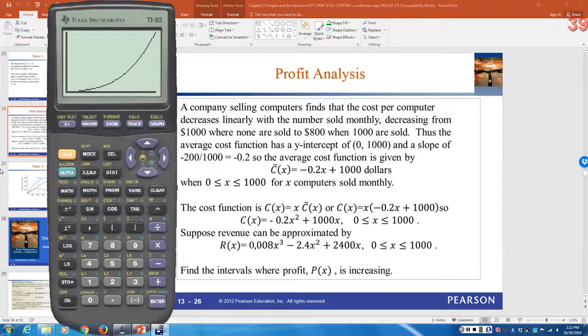Your revenue function and your cost functions, revenue is cubic, cost is quadratic. So that means that your profit function has a curve. It isn't straight. The interval where profit is increasing? Everywhere. Everywhere on that interval.